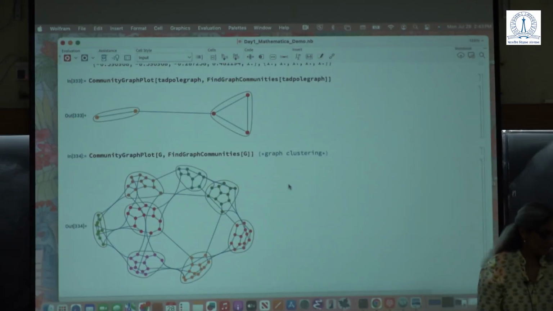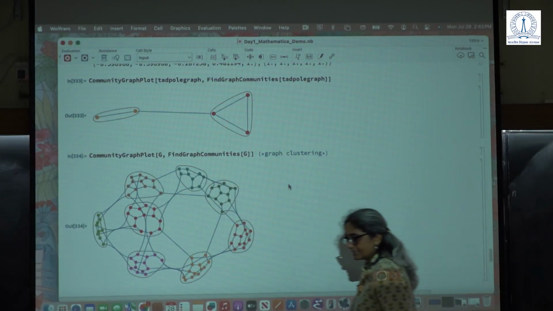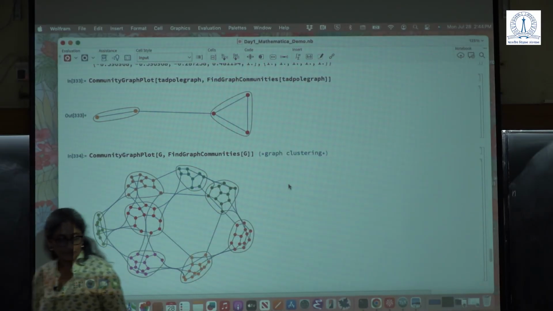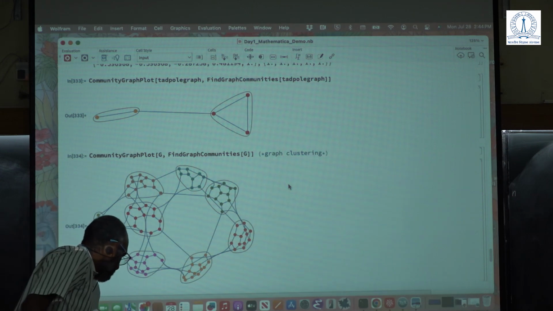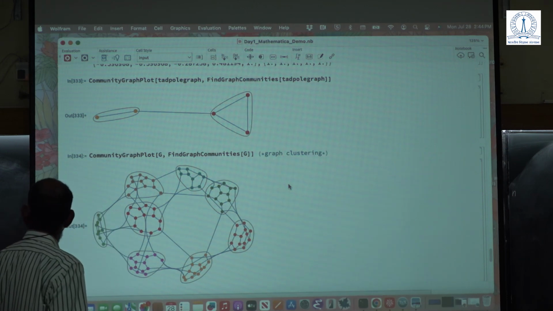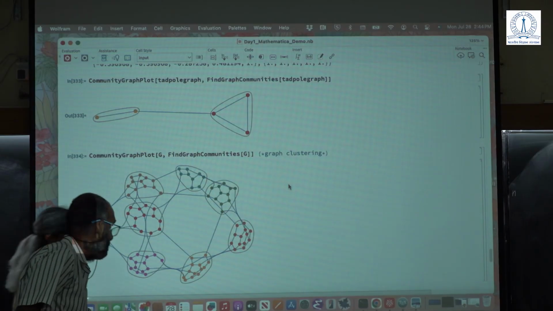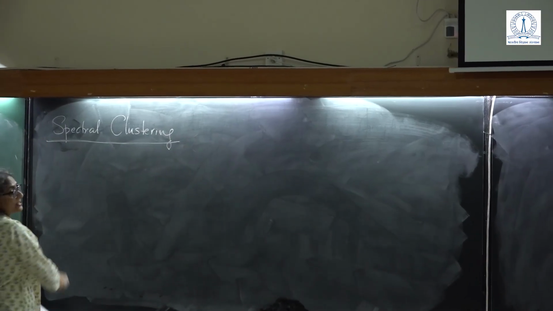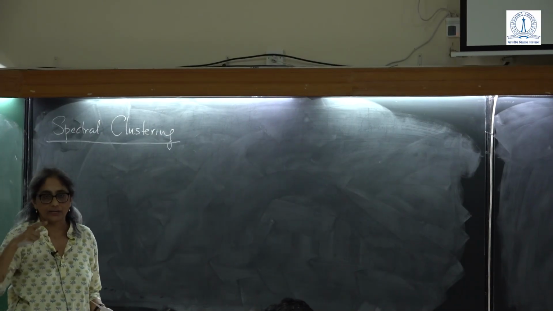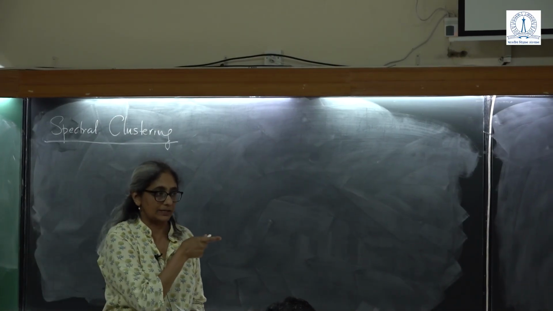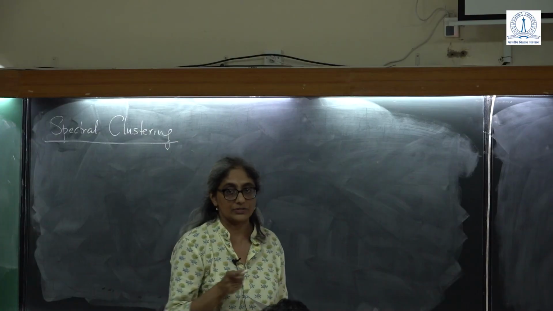That's the picture. So now let's actually look at the theory. We can switch it off, because the clustering is going to take a while. There are different ways to do clustering, and the way we're doing it today uses spectral information. That's why it's called spectral clustering.